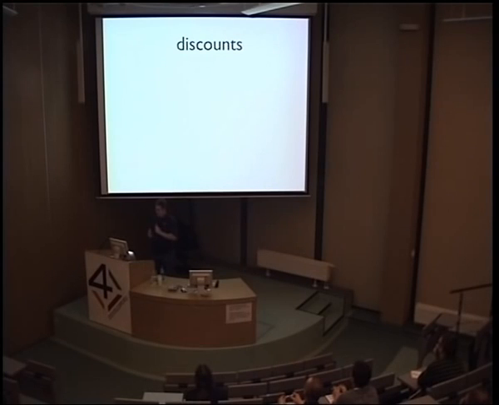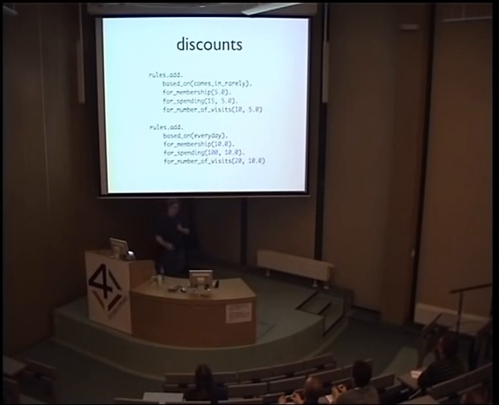So let's look at discounts, and here's one way to implement discounts. I'm going to implement this the same way using method chaining. I'm going to say rules.add dot, and it's based on a particular profile, like comes in rarely or every day. And then for membership, you get a 5% discount. For spending, you get a 15% discount. For spending at least $15, you get a 5% discount. And if you come in at least 10 times, you get a 5% discount. So I'm chaining all these together and adding those rules.